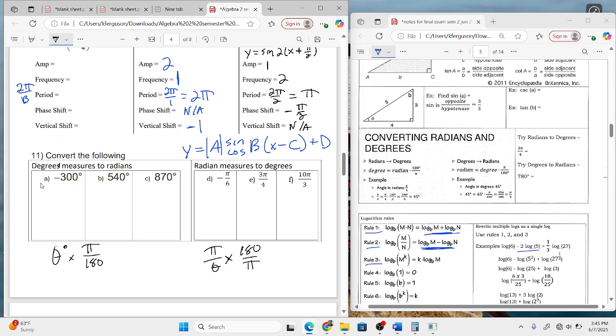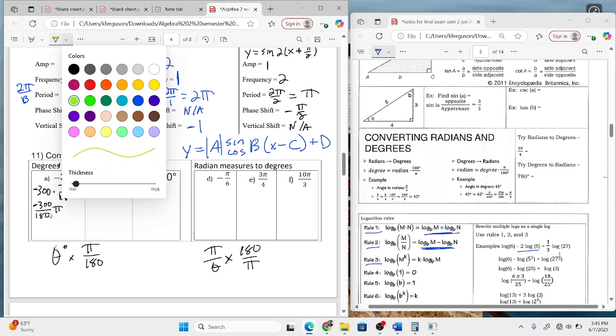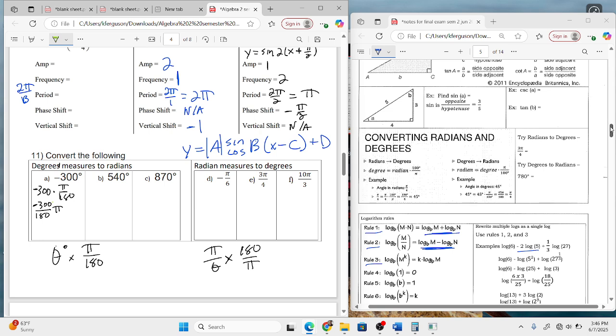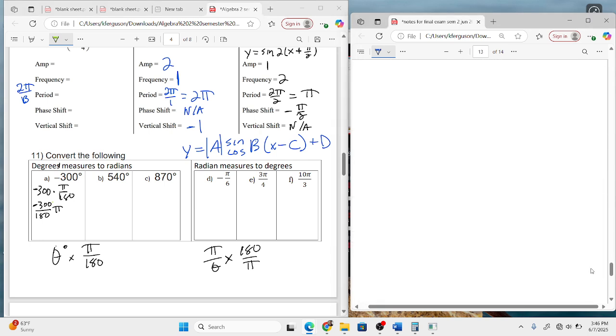So I've got negative 300. So negative 300 times pi over 180. So that's going to be negative 300 over 180 times pi. So now I just reduce negative 300 over 180. So what number goes into negative 300 that also goes into 180? Well, it's like I was telling you earlier that ending in zeros means turn it off.